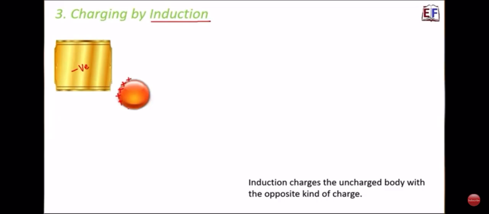And we all know that whenever we talk about the concept of static electricity, these are those charges which kind of reside on the surface of an object, right? So that way we can say that in this case, this particular object gets positively charged. So we can say that induction charges the uncharged body with the opposite kind of charge. So that means if this would have been positively charged, in that case this would have got negative charge.